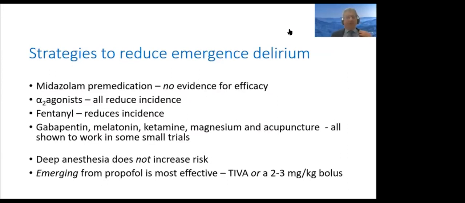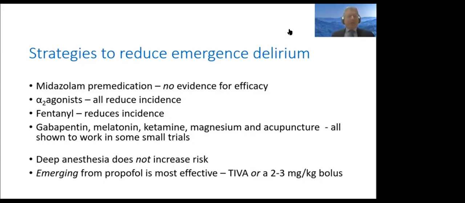Strategies to reduce emergence delirium. Midazolam pre-medication has no evidence for any efficacy in reducing emergence delirium. Alpha 2 agonists, such as dexmedetomidine or clonidine, whether they're given preoperatively or intraoperatively, have all been shown to reduce the incidence of emergence delirium. Intraoperative fentanyl has also been shown to reduce the incidence of emergence delirium. Gabapentin, melatonin, ketamine, magnesium, and acupuncture have all been shown to work to reduce emergence delirium in some small trials.